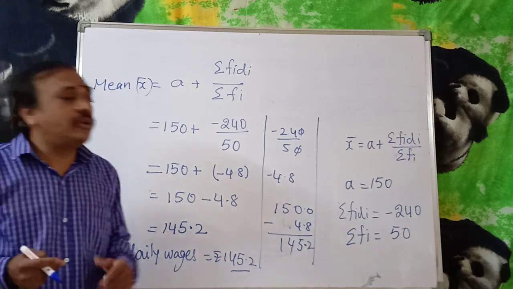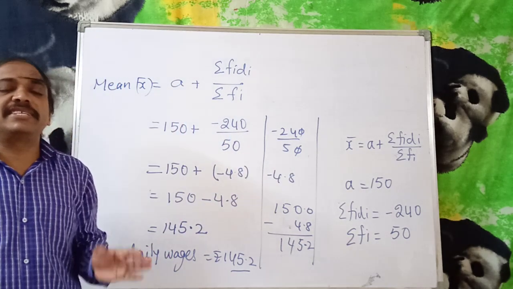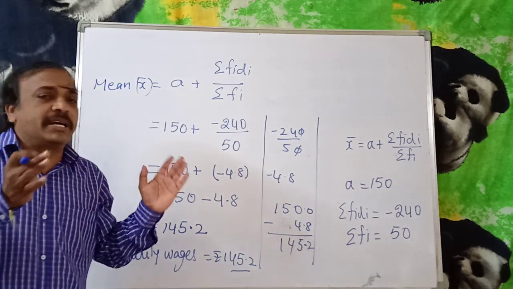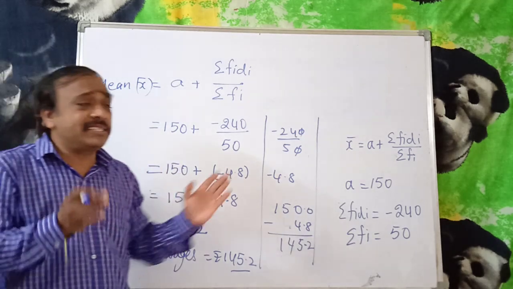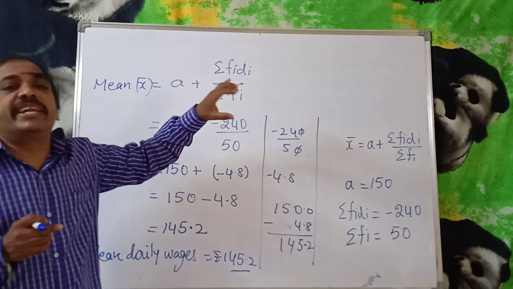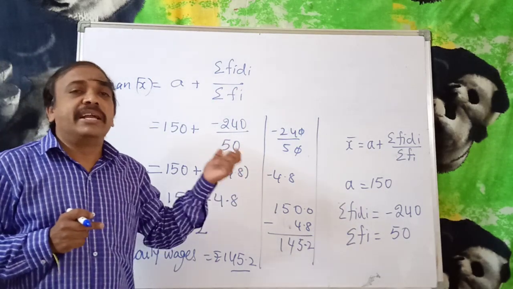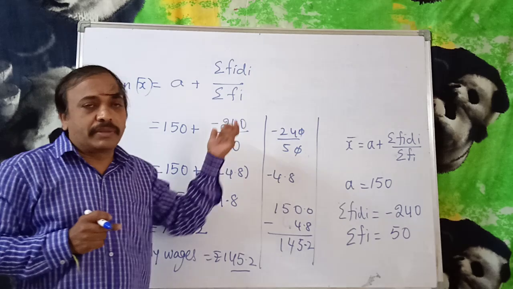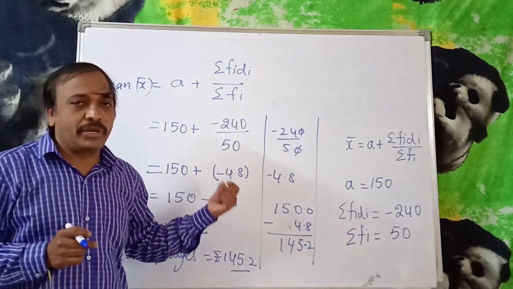How are you getting the value of A? Among the class marks, not the frequencies. The A value we are getting among the class marks. After finding the mid values, we have to assume any one from the class marks. I hope you understood.